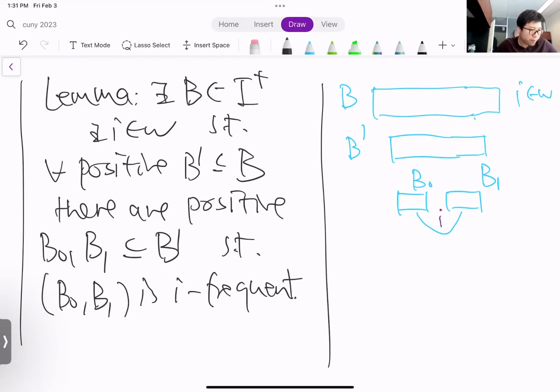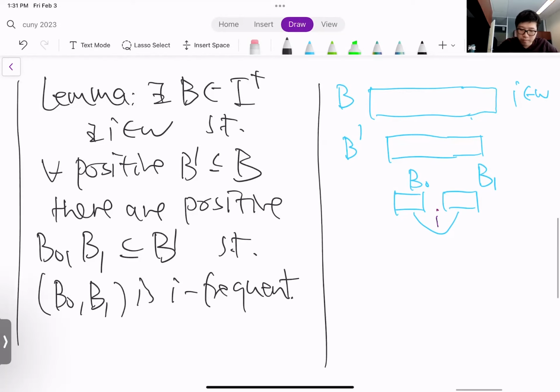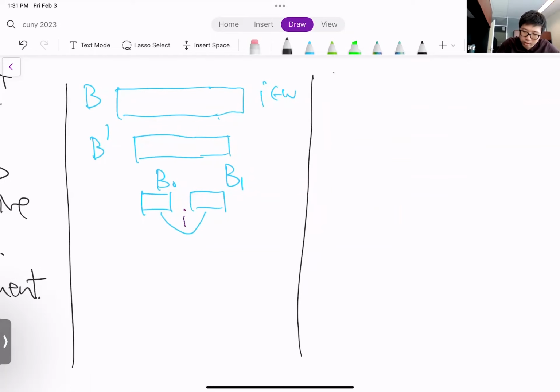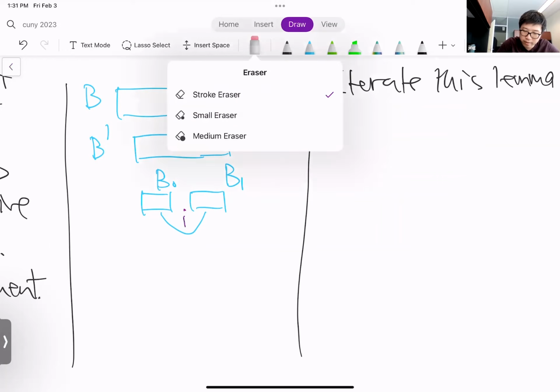So this is the first step of the proof, and the second step is just to iterate. The second step is to iterate this lemma many times, omega many times.